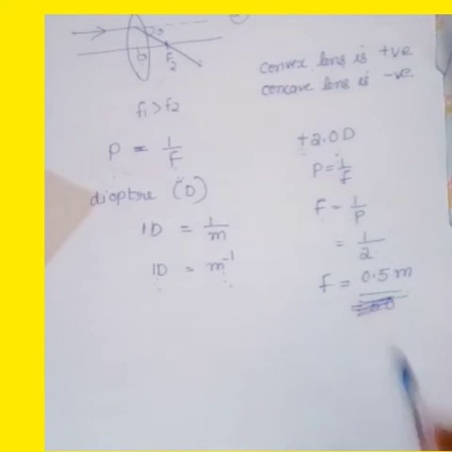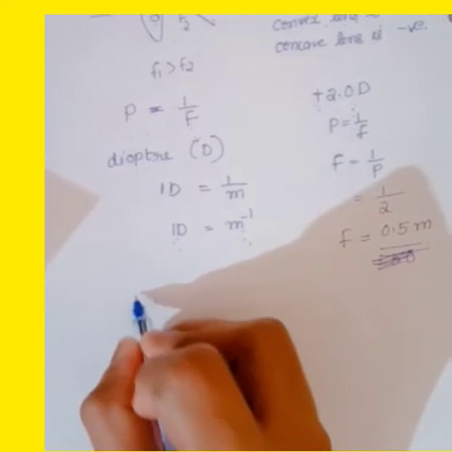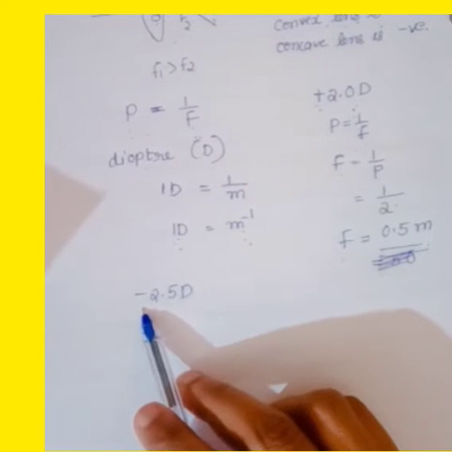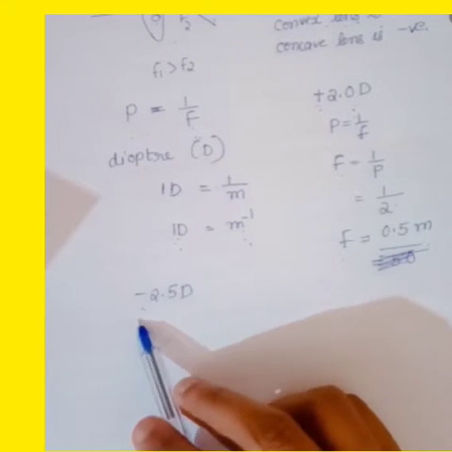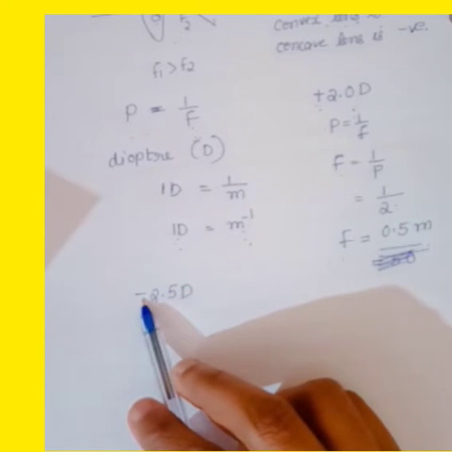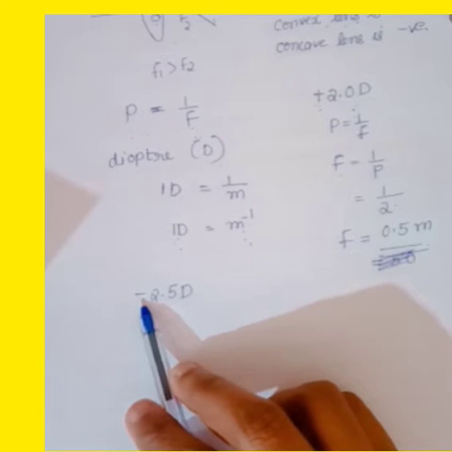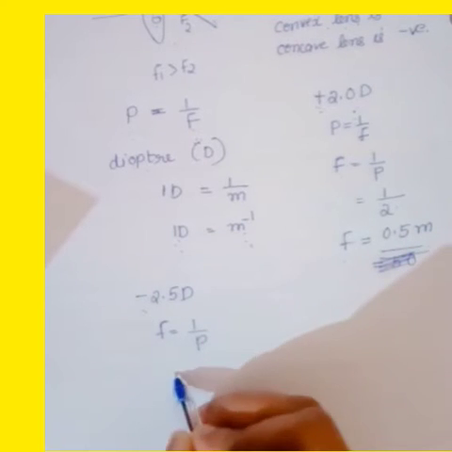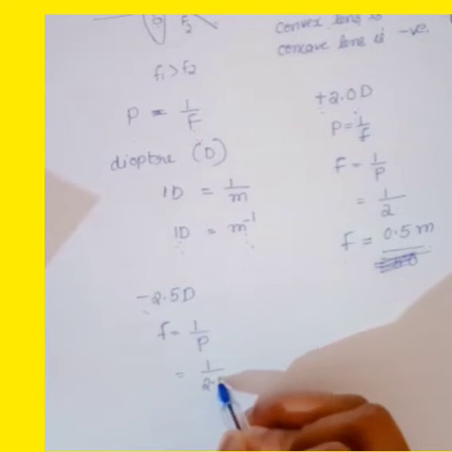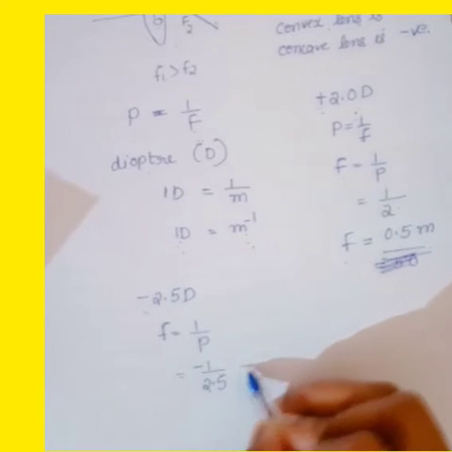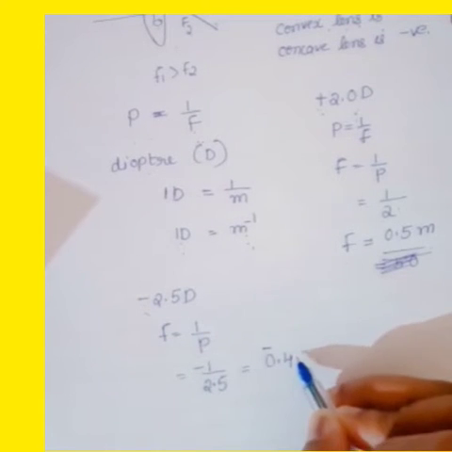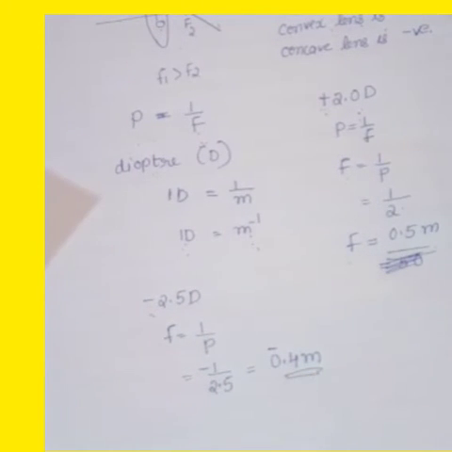Similarly, if a lens has power minus 2.5 diopter, which type of lens is this? Because it has a negative sign, this is a concave lens. How can we calculate its focal length? You know that focal length is equal to 1 by P, which is 1 divided by minus 2.5, which is equal to negative 0.4 meter. That is its focal length, and this lens is a concave lens.